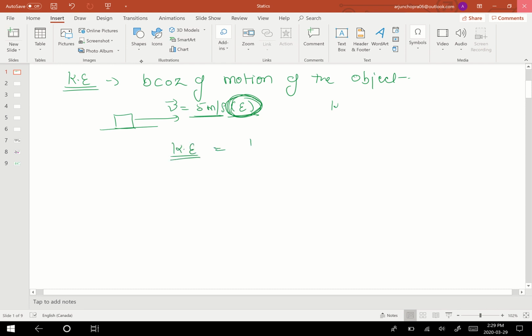So the kinetic energy formula is half mv square, and the mass, let's say, is 1 kg. So half times 1 times 5 square, that will be equal to 25 divided by 2, which is 12.5 joules. So that's the simple way we can represent the kinetic energy.